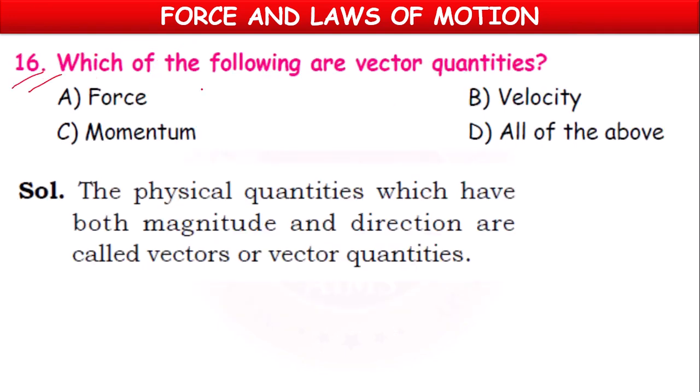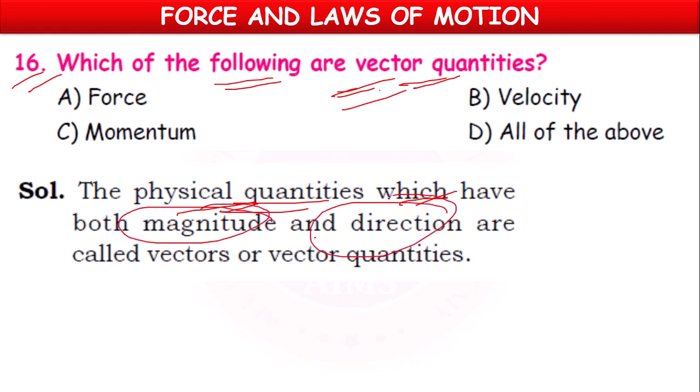Next, 16th question. Which of the following are vector quantities? Vector quantities means the physical quantities which have both magnitude and direction are called vectors or vector quantities. So force is a vector quantity because it depends on acceleration. Force formula is ma, which depends on acceleration, which is a vector.